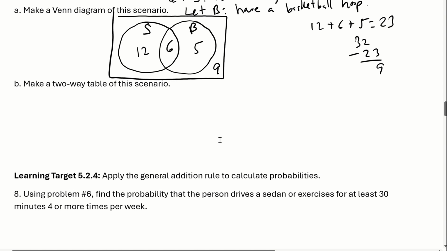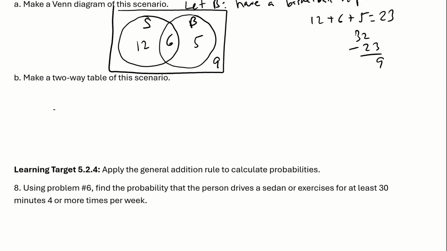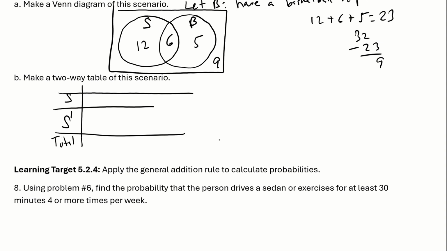Make a two-way table of this diagram. Okay, so what we can do is we can say swing set, no swing set, right? S prime means they don't have it. And then we got our total. Then we can have basketball, and then no basketball. And then, of course, our total.